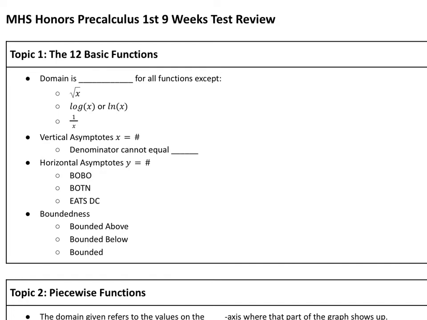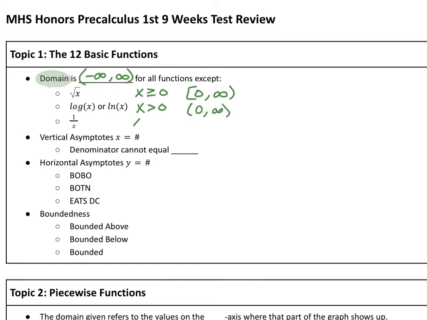For the 12 basic functions, some things we need to know about is the domain. Now, the domain of most all of the functions is going to be all real numbers, from negative infinity to infinity, except for the square root function, the logarithm function, or the rational function. For the square root function, x has to be greater than or equal to 0, which means that my domain is bracket 0 to infinity, close parentheses. For the logarithm function, my domain has to be greater than 0, so the argument has to be greater than 0, which means that the domain goes from 0 to infinity exclusive.